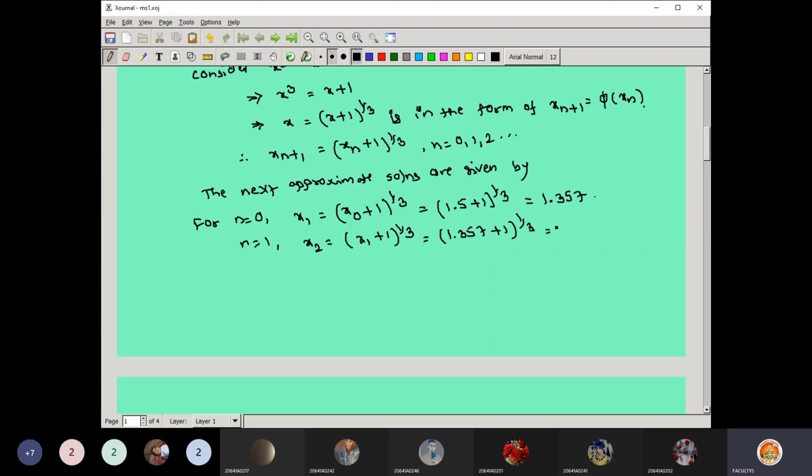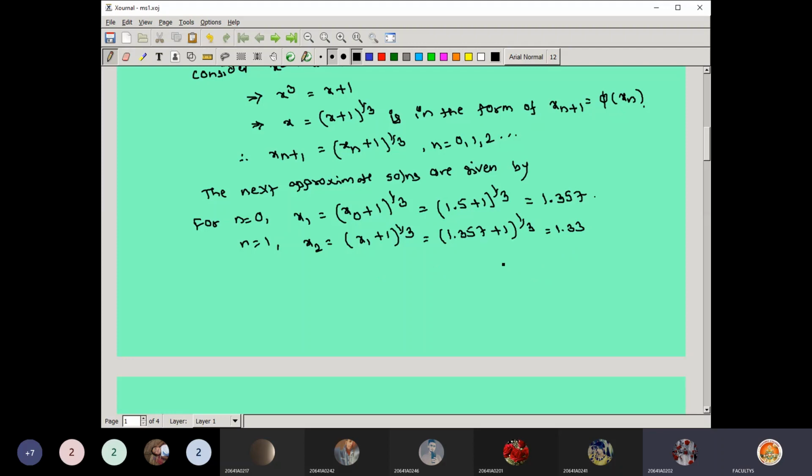So now you can use your calculator. 2.357, press the power button, and in the power type 1/3. So that you are getting 1.33. Are you getting the values? Yes, 1.331, right?